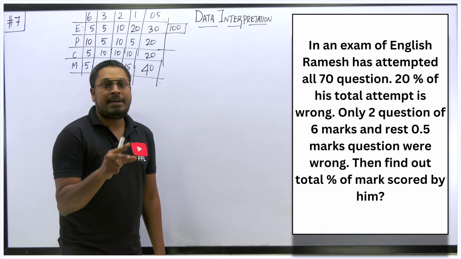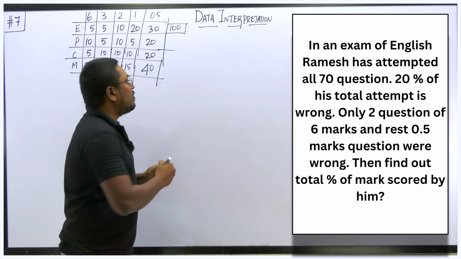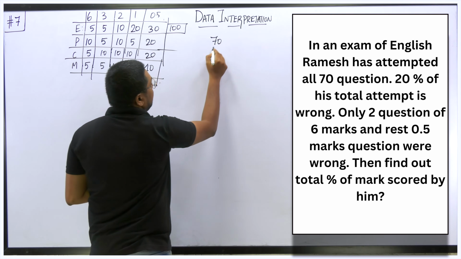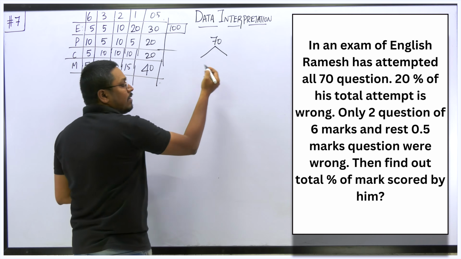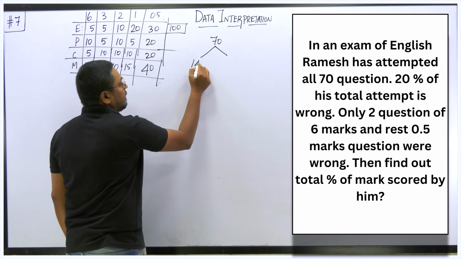So he attempted 70 questions. Out of 70 questions, 20% of the questions were wrong. So what we can do is, initially 70 questions. So out of this, 20% were wrong. So what is 20% out of 70? 14 questions, right?